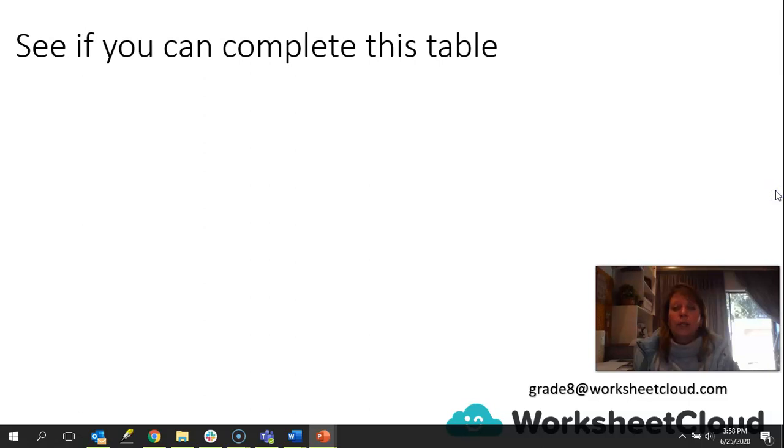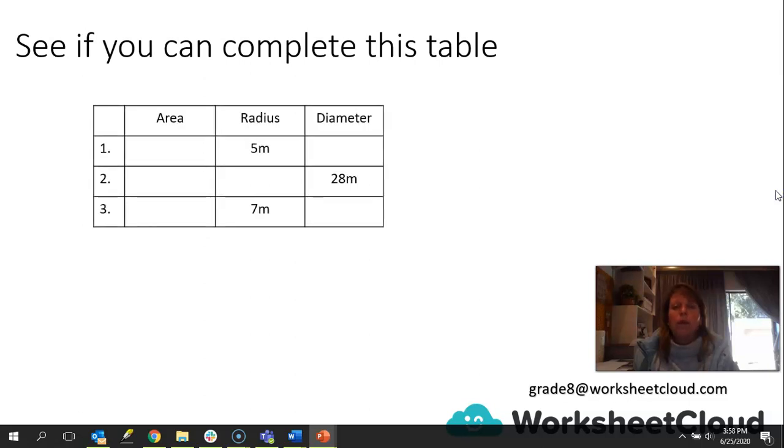See if you can complete this table. Okay, here we have a table. Area is left out in each one. We've got the radius in 2 of them and the diameter in 1 of them. But let's look at number 1 first. If we've got a radius of 5 meters, let's fill in the diameter first, and then we'll go back and work out the area. So if we've got a radius of 5 meters, we double that to get the diameter. So our diameter in this case would be 10 meters.